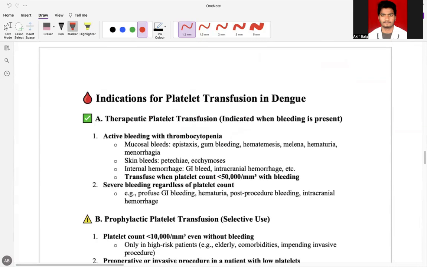So coming to indications for platelet transfusion in dengue.